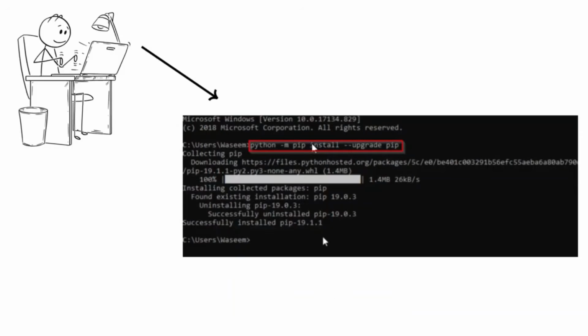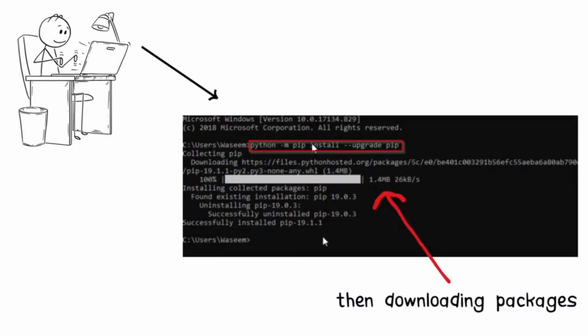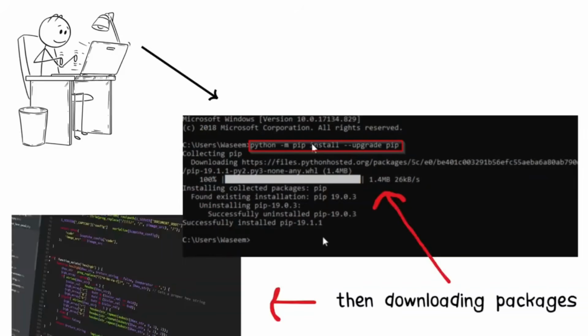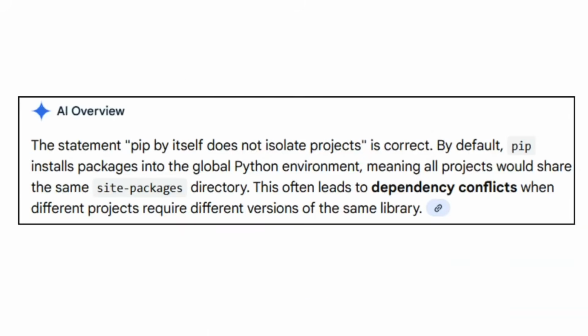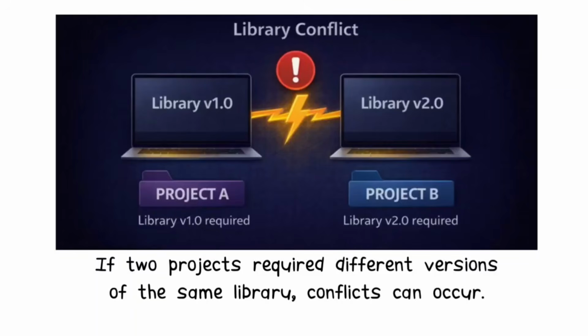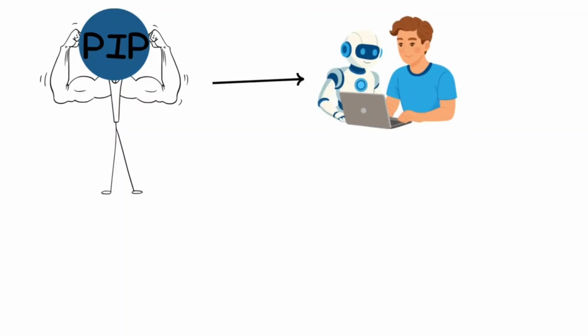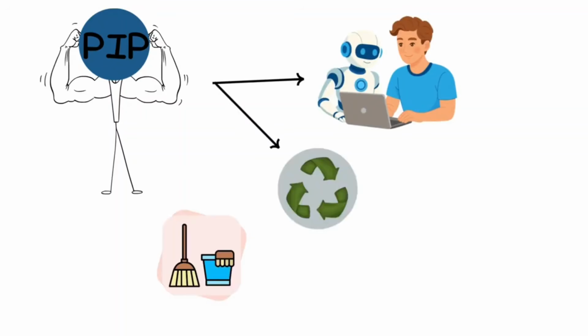When you run pip install, pip downloads the packages and makes them available to your Python environment so your code can import them. However, pip by itself does not isolate projects. If two projects require different versions of the same library, conflicts can occur. This is why pip is almost always used together with virtual environments to keep projects separate and clean.